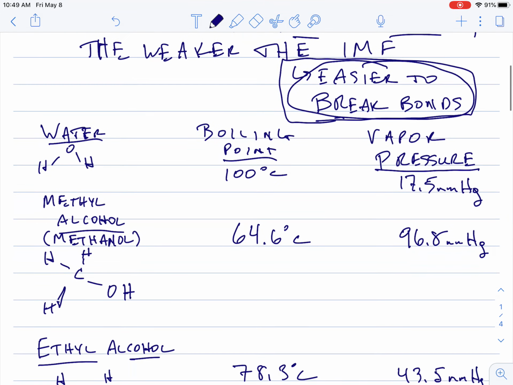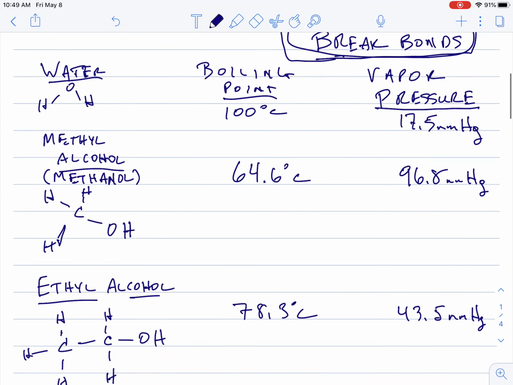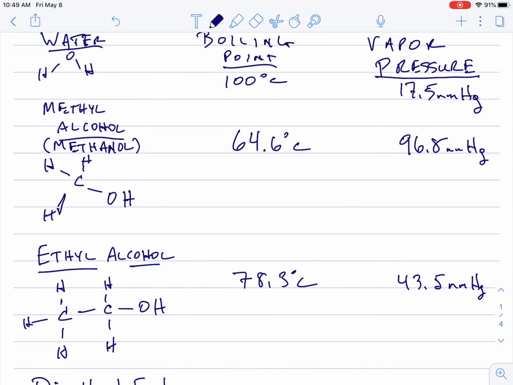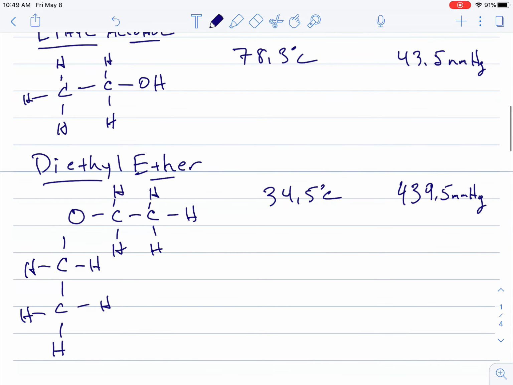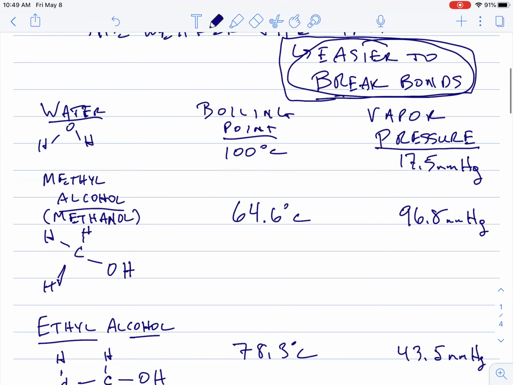So here's what we're going to do. We're going to look at four different molecules: water, methyl alcohol, sometimes called methanol, ethyl alcohol, sometimes called ethanol, and diethyl ether, which is this big complex string of carbons, okay? And it makes a kind of bent shape here, okay? Now, let's talk about what's going to hold these things together.